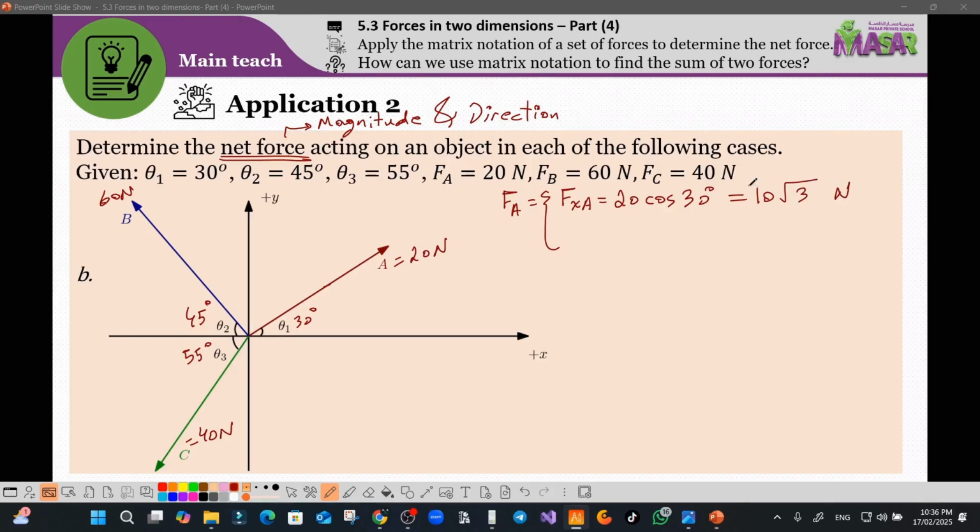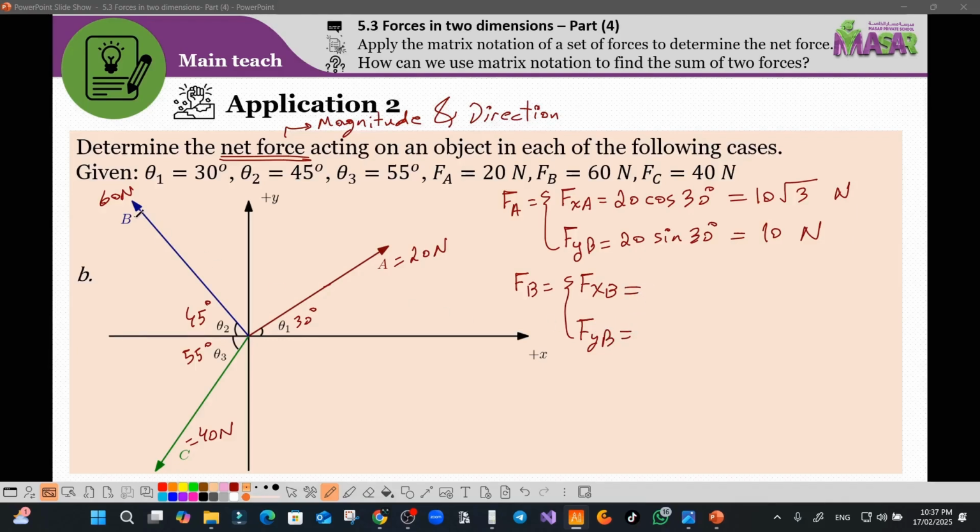Let me remind you that you can always re-express this value in decimal form. Now for the XB, sorry, now it's Y. So YB, again same values, but now we will use the sine. And the answer is 10 Newton. Now let's start with the FB. Again, we're going to decompose it into FXB and FYB.